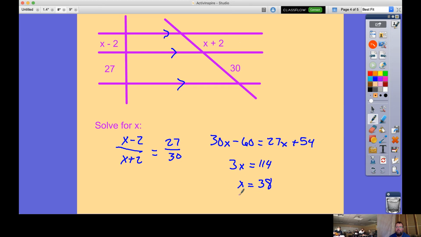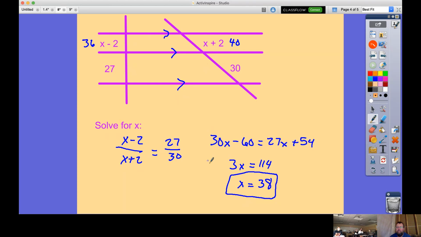All right. Now, one thing to be aware of with these. This answer is correct, but you need to make sure that your answer makes sense in the problem. So if we plug that in here, we get 38 minus 2 is 36. And we get this side, 38 plus 2 is 40. Now, the picture is not accurate. It's okay, don't trust the picture. But the math has to work here.